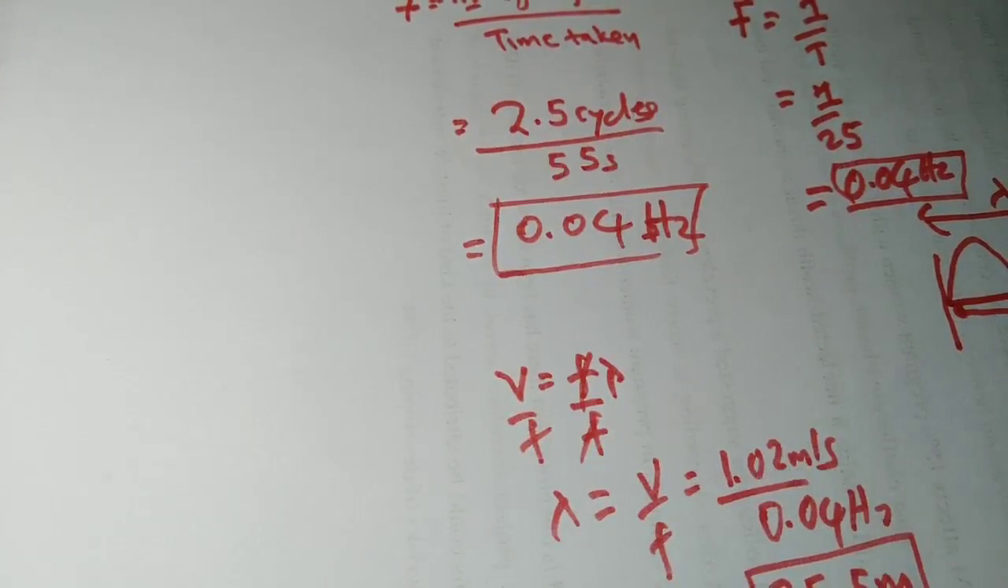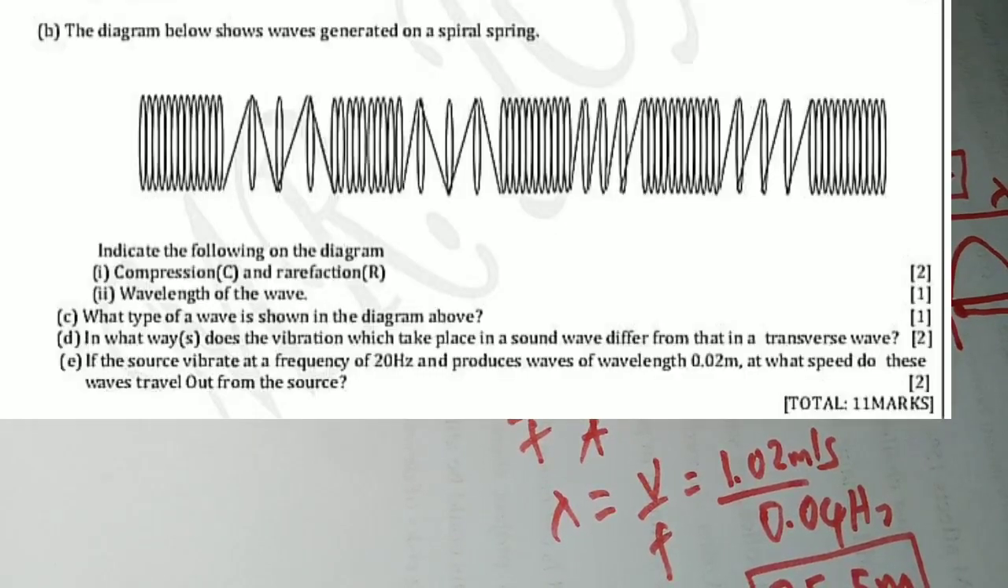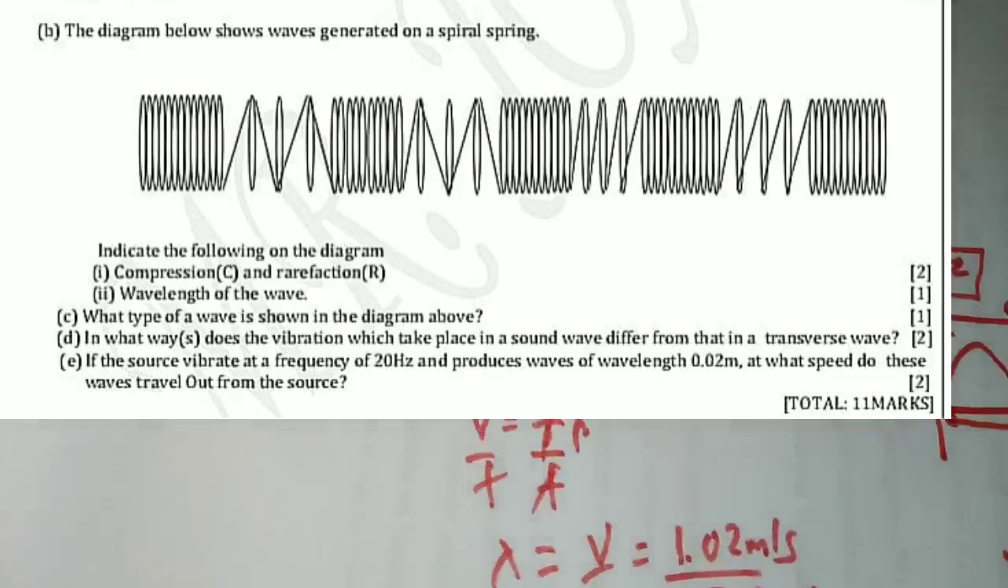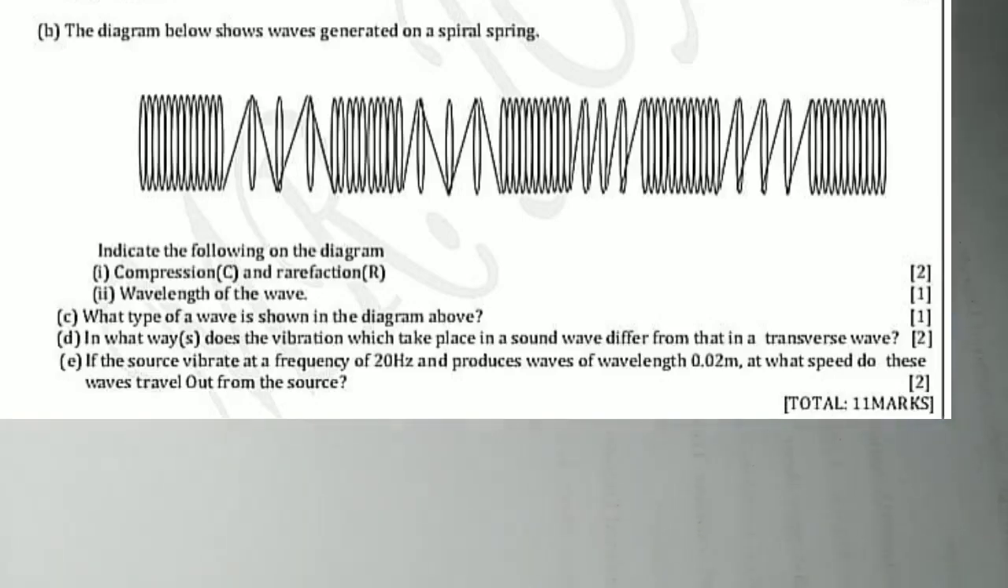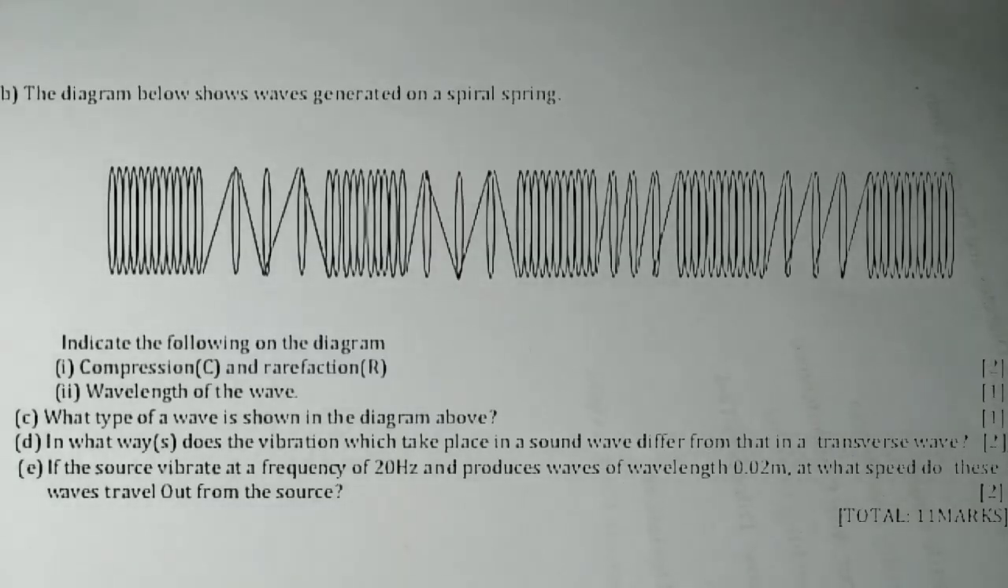We have another question here. The diagram below shows waves generated on a spiral ring. Okay, so we can see these waves the way they are on a spiral ring. The question says indicate the following on the diagram. So the compression is simply the region on the wave where the particles are closely packed. There is C there, I've labeled C, that's the compression, and the R there, that's the rarefaction.